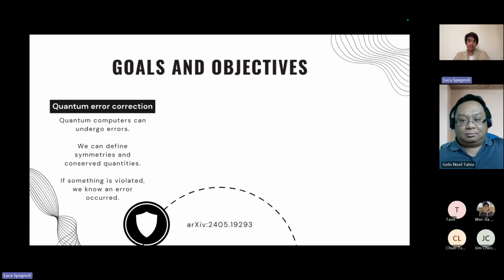One way to do it is to define some symmetry in the system that has to be conserved throughout the calculation. We measure these symmetries, and if somewhere they are not conserved anymore, then we know that an error happened. With enough of those symmetries, we are not only able to detect the error, but also to correct it because we know where it happened.